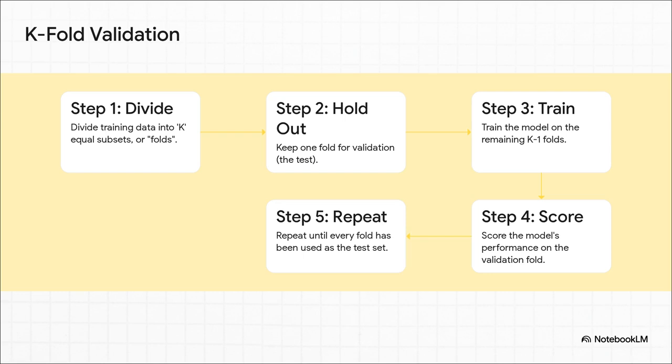You basically split your study material into, say, 5 chunks. You train the model on 4 of those chunks and test it on the one it hasn't seen. Then you repeat that process until every single chunk has been used as a test. By averaging the scores from all these mini-tests, you get a much more reliable idea of how the model will actually perform when it matters.